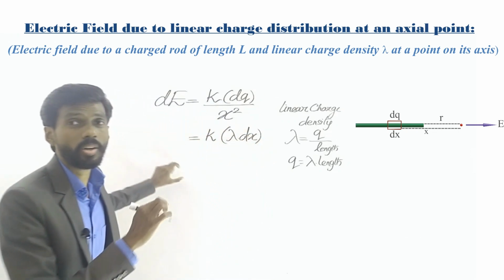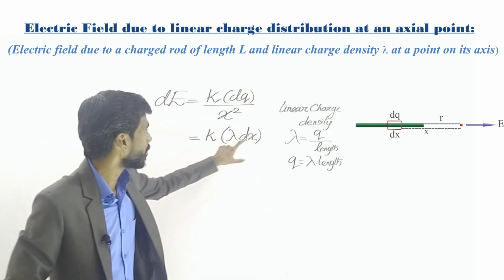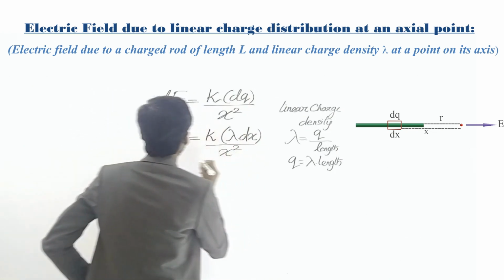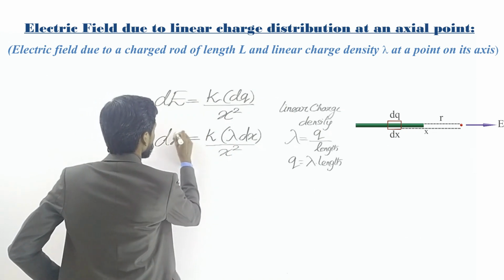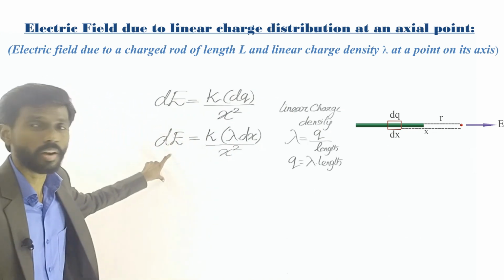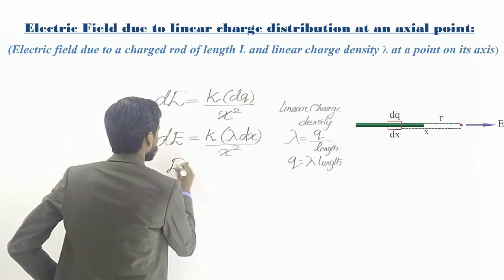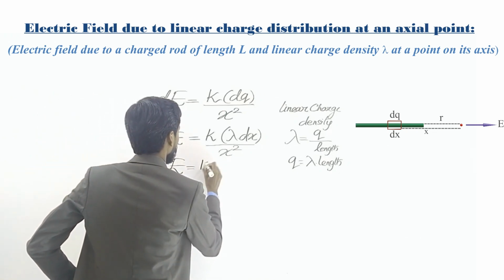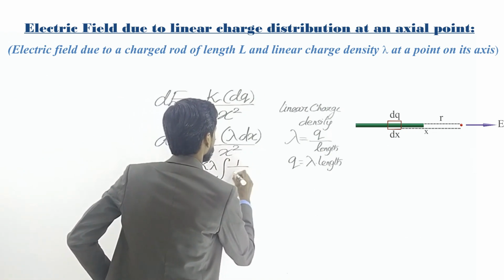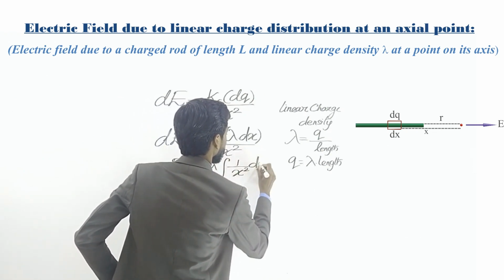That is the charge of that part of the rod. So lambda dx divided by x squared. Okay, so this is dE. Now we need to do the integration to get the value of E. So E equals the integration, so this is k lambda, which can be taken out, of 1 divided by x square dx.